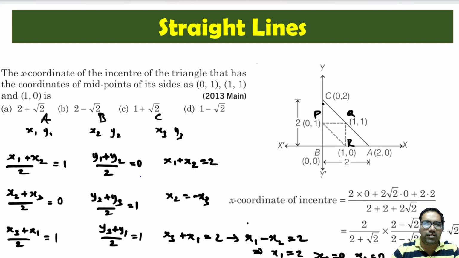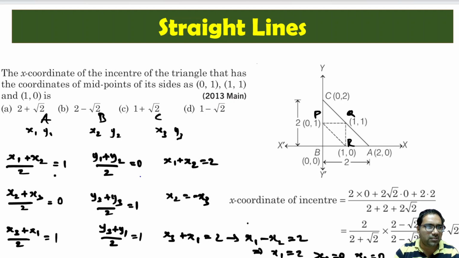Otherwise also we can assume that the original triangle has vertices A, B and C, (x1, y1), (x2, y2), (x3, y3), and then try to solve the equations. For example, if this is (x1, y1) and this is (x2, y2), then the midpoint will be (x1 plus x2) by 2, which should be equal to 1, and (y1 plus y2) by 2, which should be equal to 0. Similarly, for this one, (x2 plus x3) by 2 will be 0, and (y2 plus y3) by 2 will be 1. Similarly, (x1 plus x3) by 2 will be 1, and similarly (y1 plus y3) by 2 should be 1.